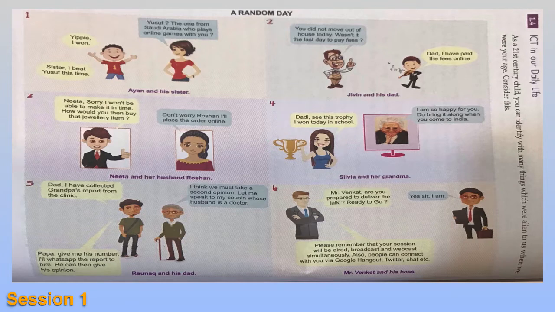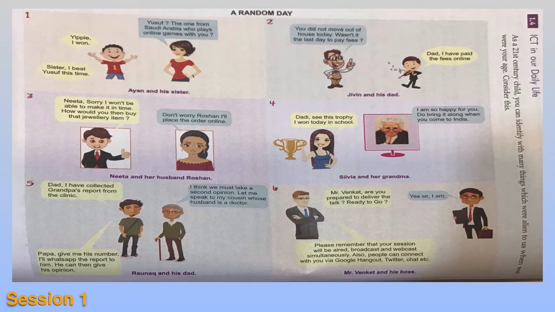The fourth one is about video conferencing. Sylvia won a trophy in her school, so she dialed up a video conference with her grandma, and they are conversing through video conferencing, showing her trophy to the grandma, and grandma is congratulating her for her achievement.